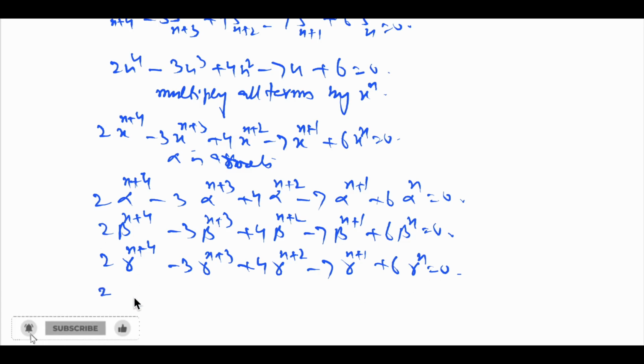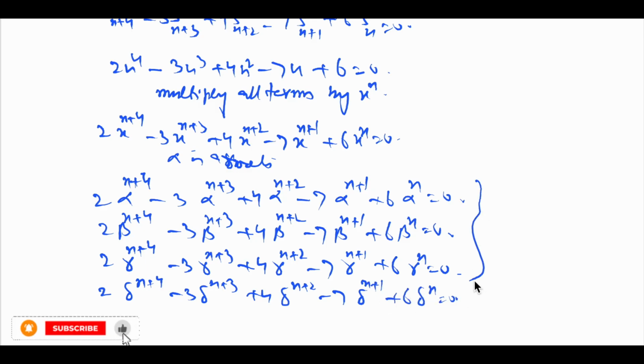Delta is a root, I can say 2 delta power n plus 4 minus 3 delta power n plus 3 plus 4 delta power n plus 2 minus 7 delta power n plus 1 plus 6 delta power n is equal to 0. Add all these.